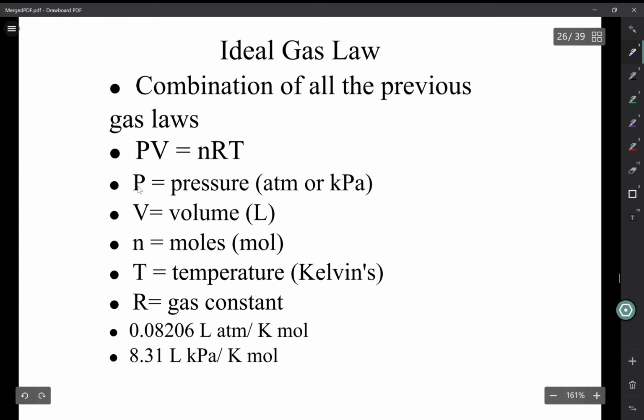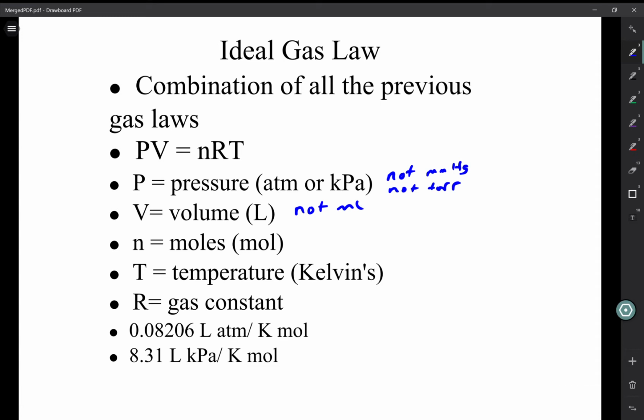All right, so P is for pressure. Pressure must be in atmospheres or kPa, not millimeters mercury, not torr, not PSI or whatever. Has to be in those two. Volume must be in liters, not milliliters. Moles, that's what n represents. Temperature, as always, must be in kelvins. That's no apostrophe there, just kelvins.